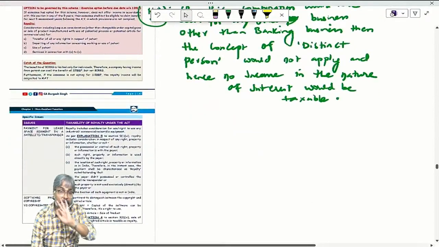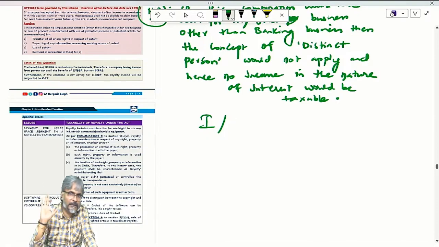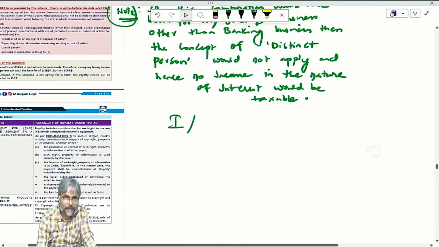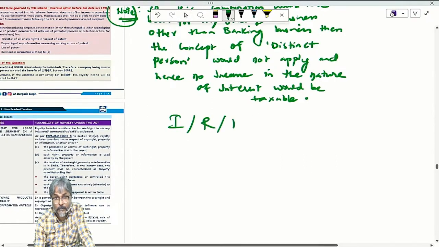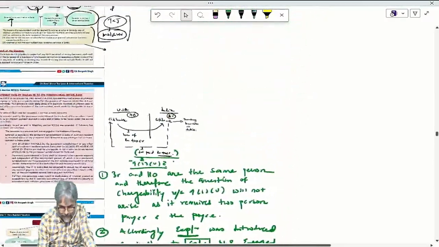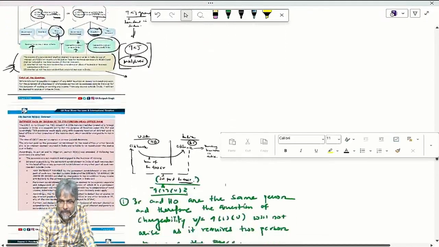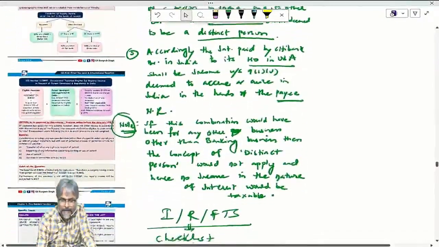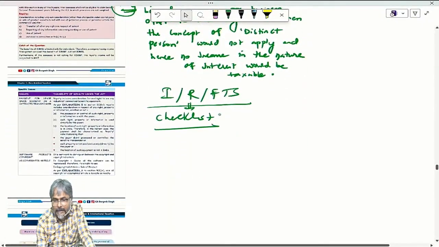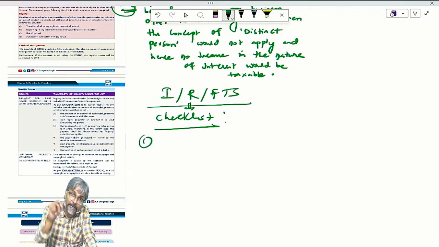Now, students, we are done with this. So, interest. Do one thing. You have got sticky notes, that yellow color. Interest, royalty and FTS, students. In the sticky note, where you write, I'll tell you. There's no space to write. Anyway, the interest, royalty and FTS checklist is this. Three things you have to see, and the question comes in the examination on any one of the three.